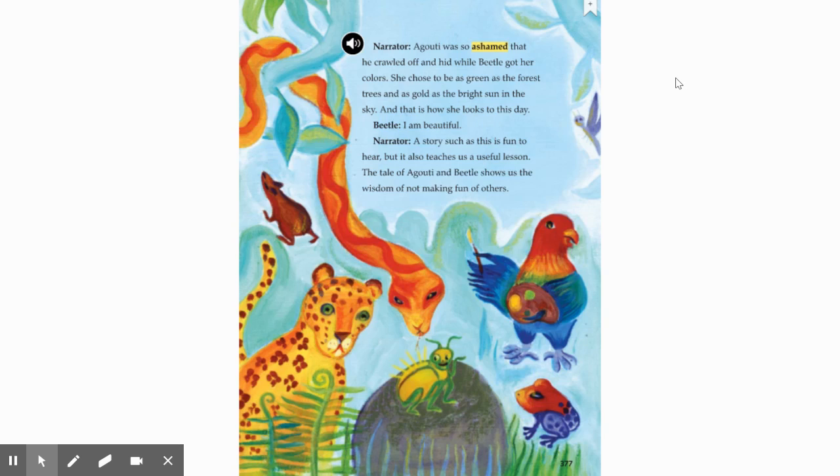Well, second graders, did you hear in that last paragraph what maybe the message was the author was trying to teach you through the story? The very last line says, "The tale of Agouti and Beetle shows us the wisdom of not making fun of others." So the author is trying to tell us that it is not okay and not nice to make fun of other people or to tease them.